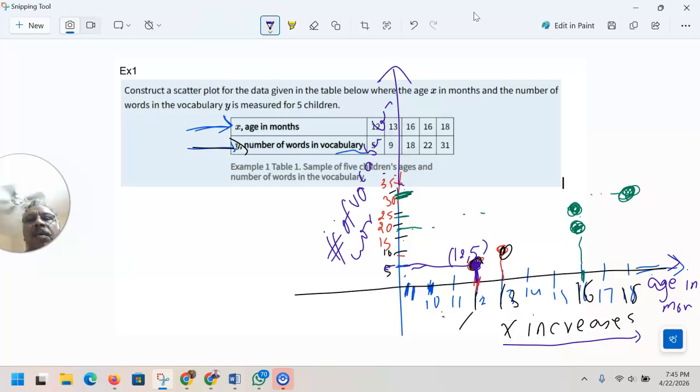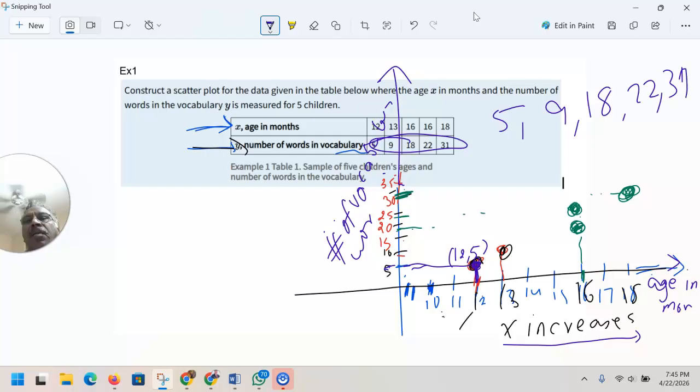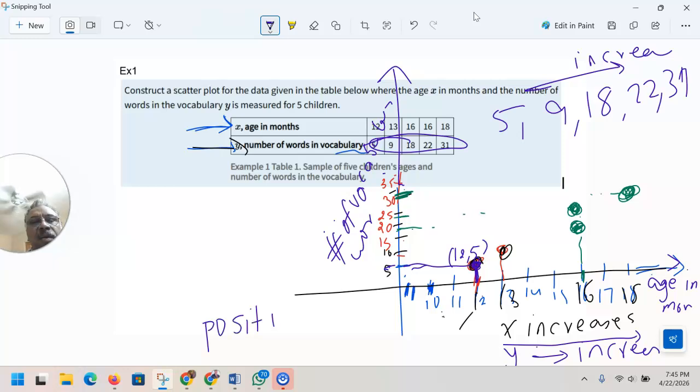You can see the numbers. These numbers, they go from 5, then increase to 9 and 18 and 22. So this also increases. See, this also increases. And that's why we say as x increases, the y also increases. And that's why we say there is a positive correlation. So this word is very important: positive correlation.